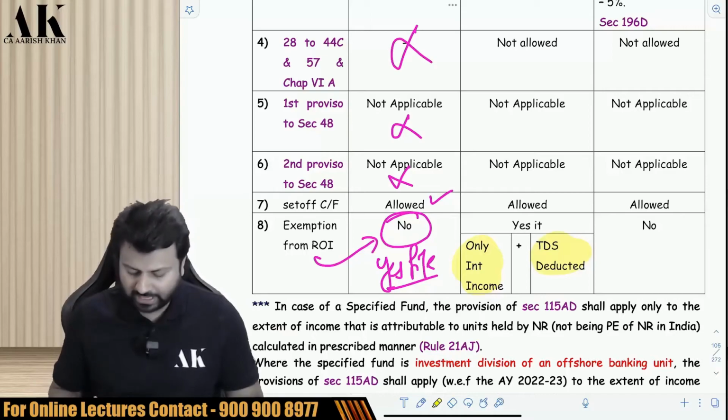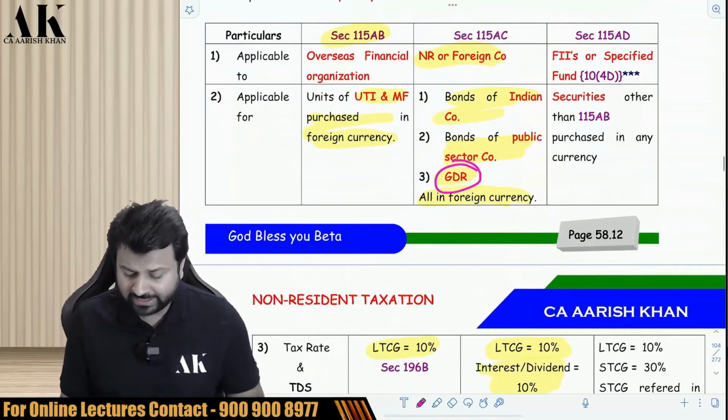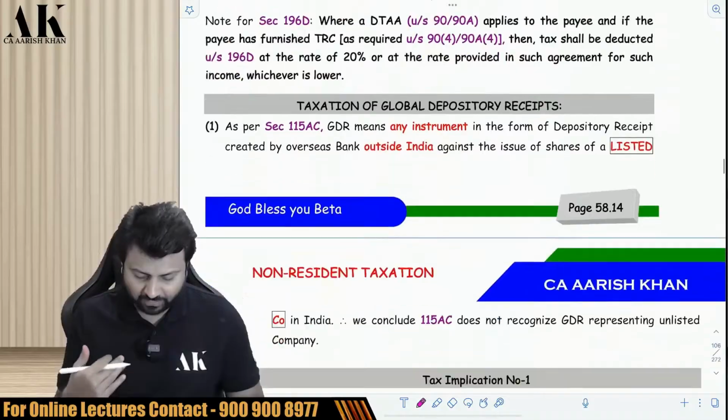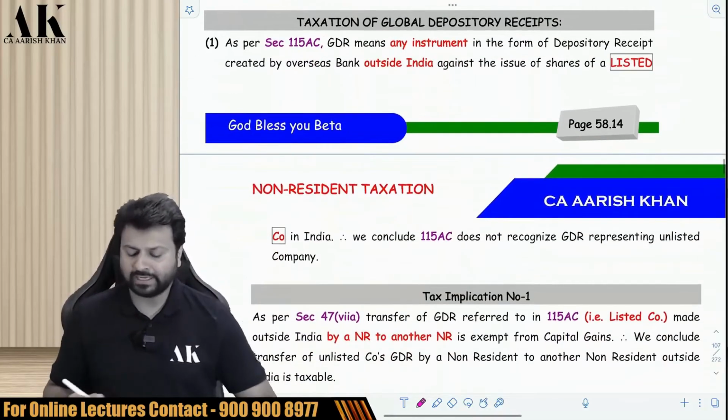Don't worry about it. Now we will talk about the taxability of GDR in detail, which has been given after 1 or 2 pages. Now you come to the next page, that is 58.14.